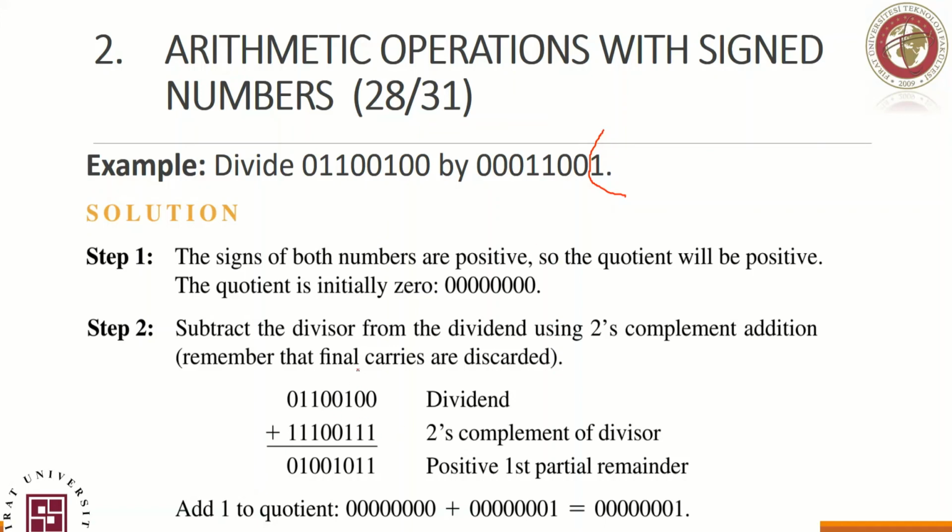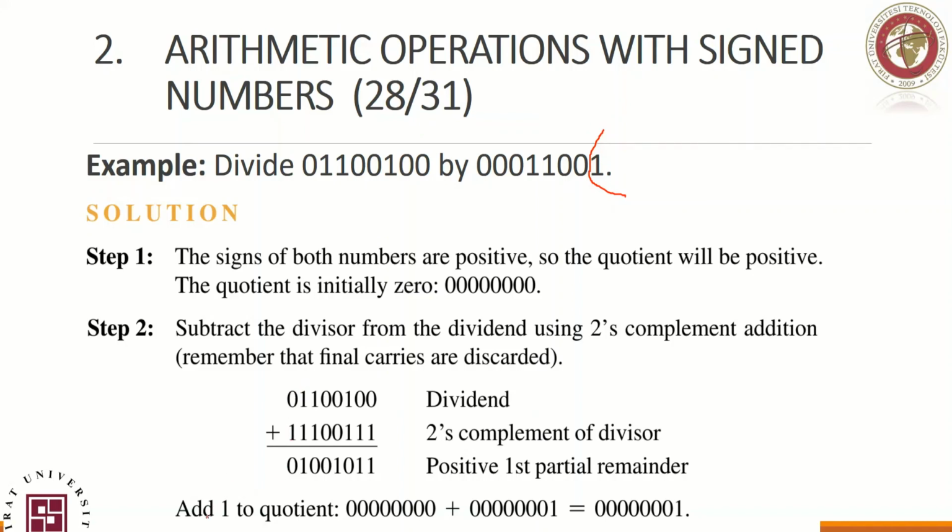Sum them up. Add. 0 plus 1 is 1, 0 plus 1 is 1, 1 plus 1 is 0 with 1 carried. 1 plus 0 is 1, 1 plus 0 is 1. 0 plus 0 is 0. 1 plus 1 is 0 with 1 carried. 1 plus 1 is 0, plus 1 is 1 with 1 carried. 1 plus 0 is 1, plus 1 is 0 with 1 carried.